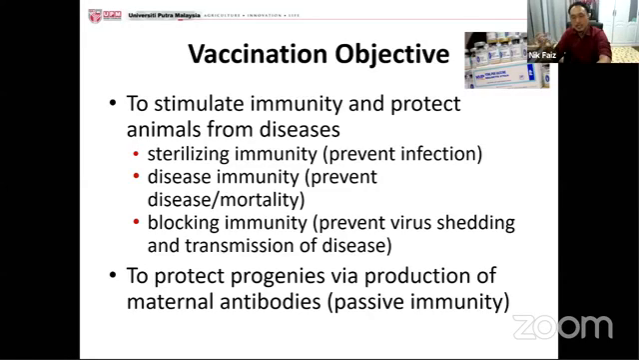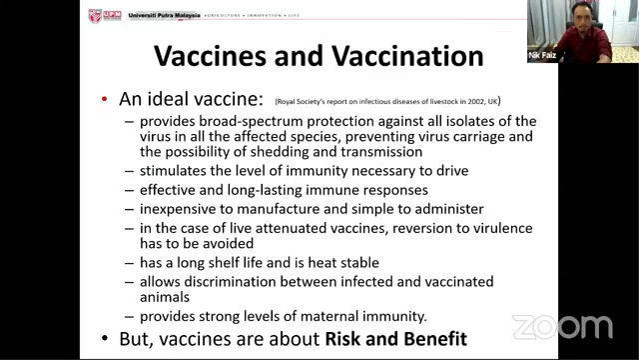Some vaccines will keep the virus. The virus can still replicate in the host. However, it prevents the development of the disease and prevents the mortality of the flocks. And the vaccine is also able to have a blocking immunity, which prevents virus shedding and transmission of this disease. This is one of the important parts of the vaccine. If you are able to reach that stage, that is one of the most ideal vaccines. And also is to protect progenies via production of maternal antibody. This is important for breeder farms.